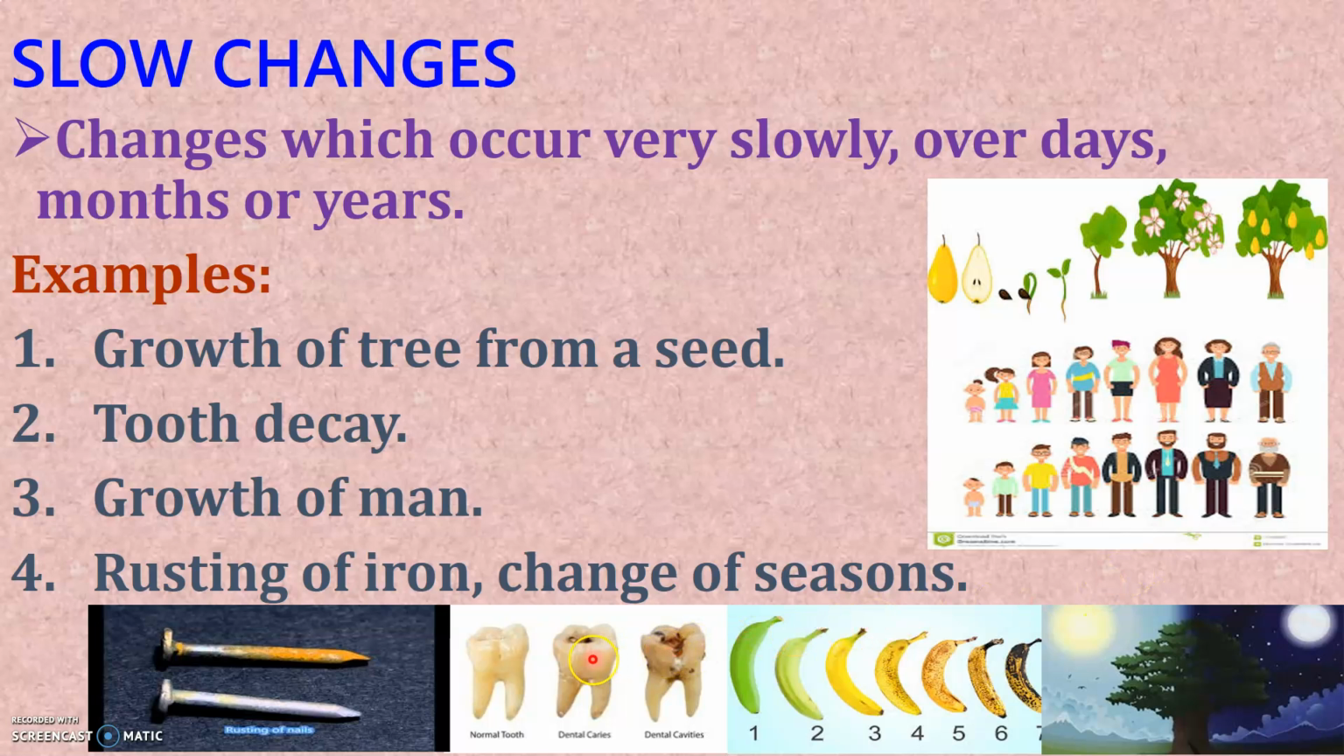Likewise, decaying of tooth, change of seasons. It takes several months or years. Likewise, rusting of iron, ripening of fruits, and change of day and night. All these take place over days or months or years, and therefore we call it a slow change.